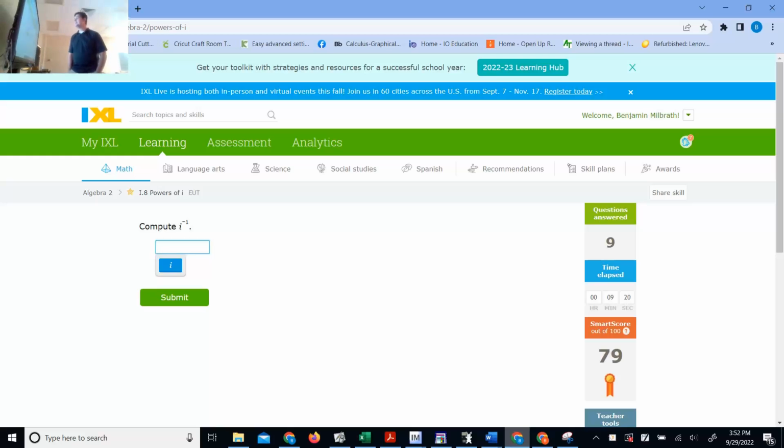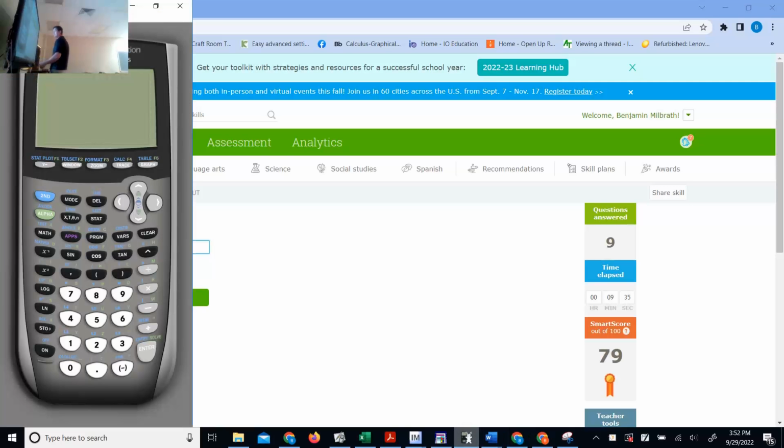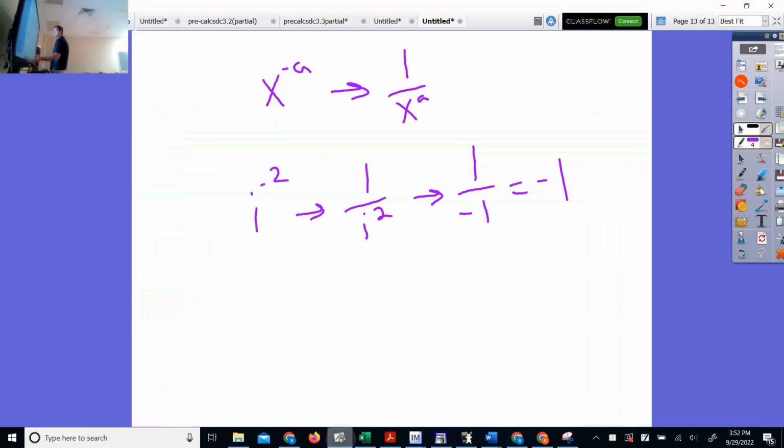That is i to the negative first power. What's that going to be? That's kind of funky. That is actually really funky. I wonder if it's going to accept a fraction or if there's something else here that I'm not aware of, because I didn't know anything like that ever. I've done math for a long time. Never been asked that.